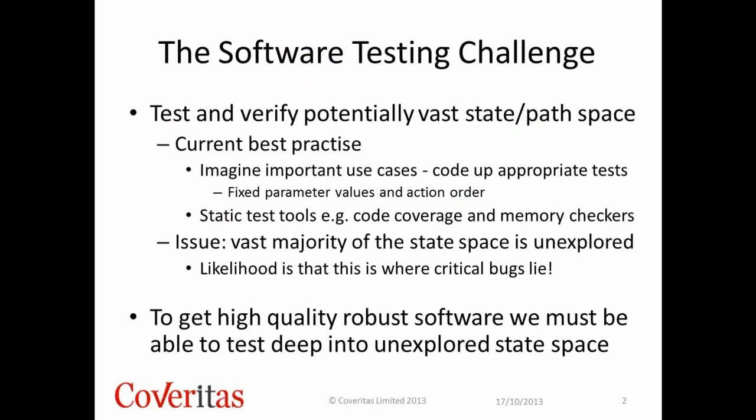So I want to start from the premise, I guess, that we're all here, we're software testers or we're software developers, and we're all developing software for our various customers. And the problem I think that we all face is that the state space or the path space inside our software is vast. Even when we've written a very small piece of software, the amount of testing that we need to do to fully test it is just enormous, and we just can't imagine how we're going to do that amount of testing.